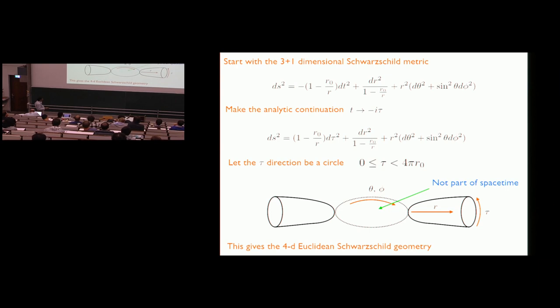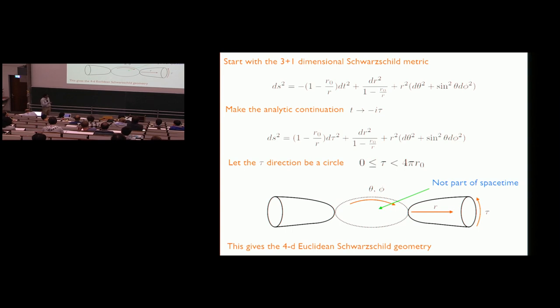This is the radial direction, but as you come to the radius R0, this thing smoothly caps off. You can see the size of the tau direction is going to zero when r becomes R0, so the tau circle becomes smaller and smaller, and here it smoothly caps off like a cigar. So that's the geometry of Euclidean Schwarzschild. Of course, this is repeated over all theta and phi, so theta and phi go around like this.